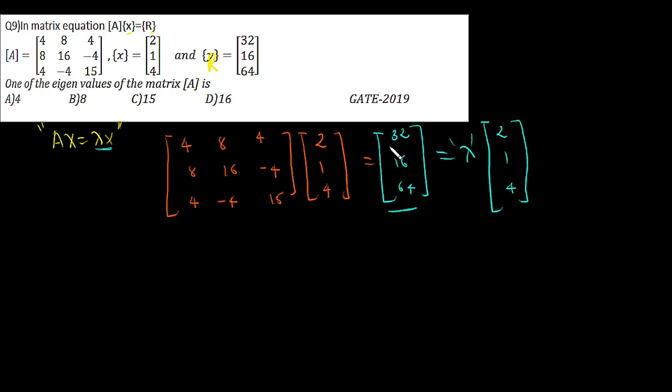So now let's equate this 32 with 2 lambda. So I can say 32 equal to 2 lambda. So the value of lambda here is 16. So we can say one of the eigenvalues for this matrix A is nothing but 16. So option D is the correct answer for this question.